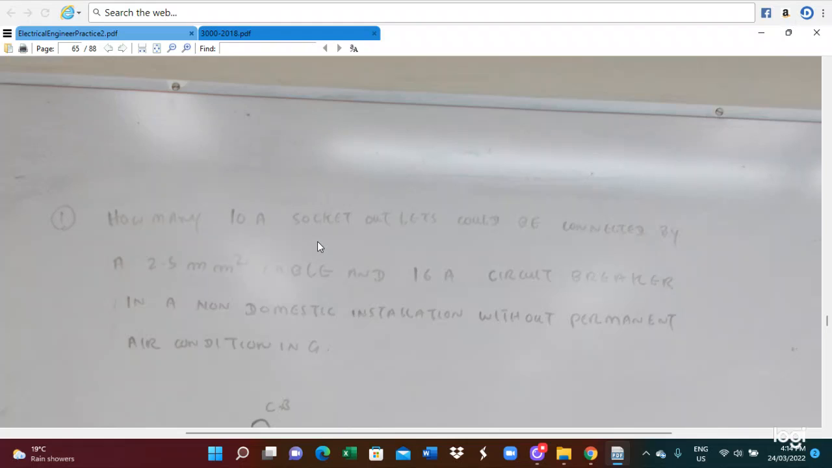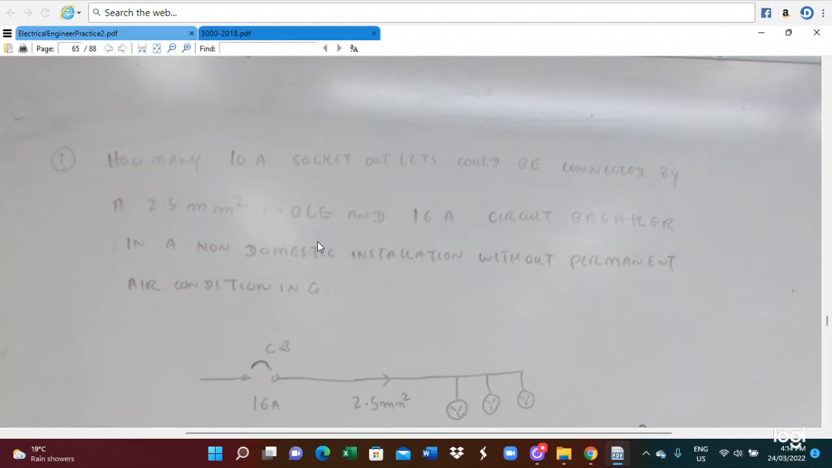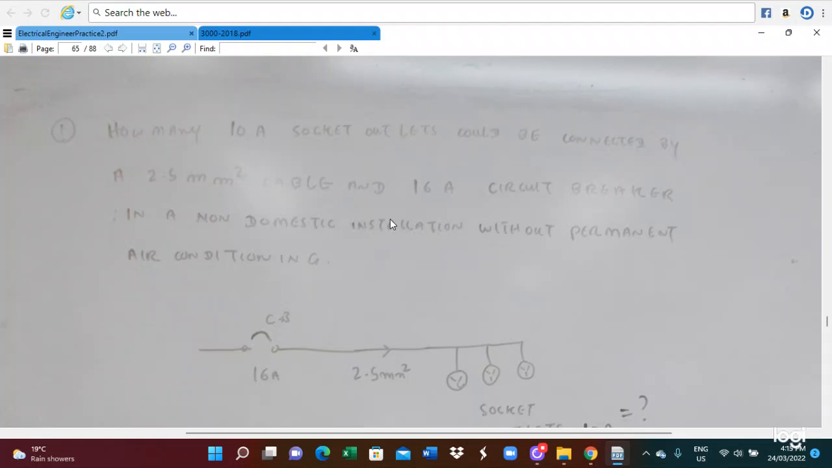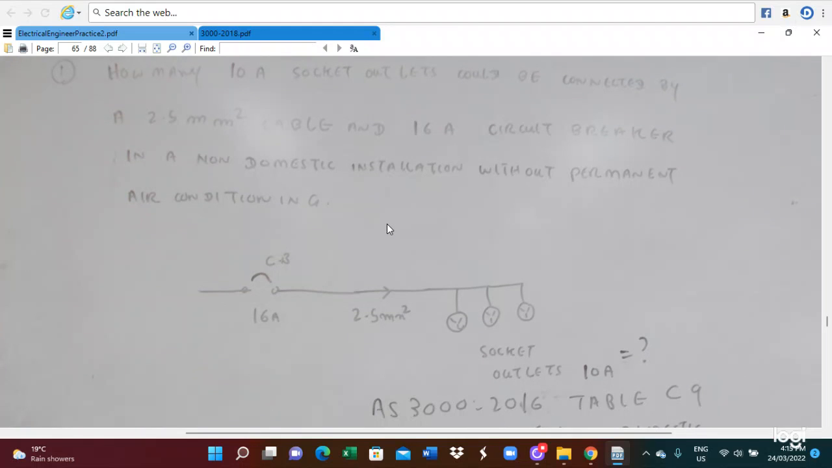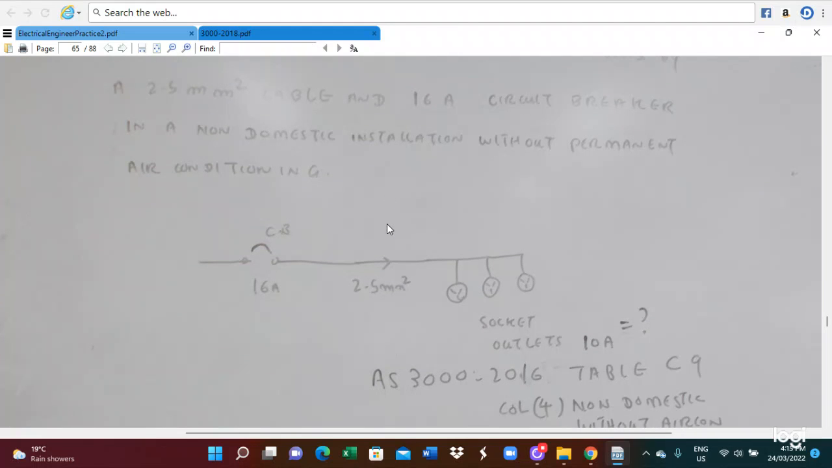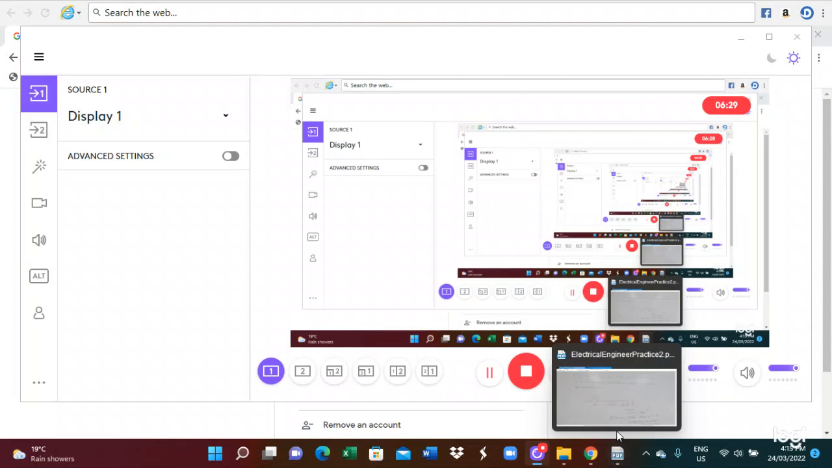The next one is: how many 10 ampere socket outlets could be connected by a 2.5 millimeter square cable and a 16 ampere circuit breaker in a non-domestic installation without permanent air conditioning? In this case, the cable size is given as 2.5 millimeter square, and we utilize a 16 ampere circuit breaker. So we have to utilize AS3000 Table C9. We look at Table C9.